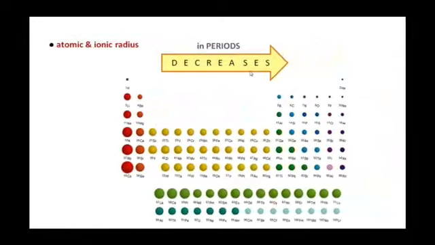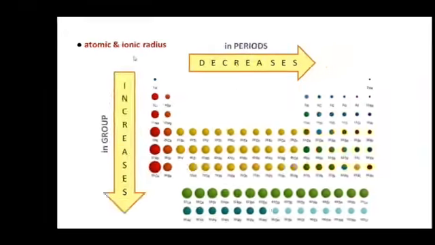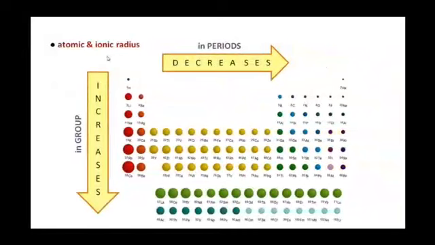Both atomic and ionic radius decreases when we move from left to right in a period. In the same way, when we move from top to bottom in a group, atomic and ionic radius increases.